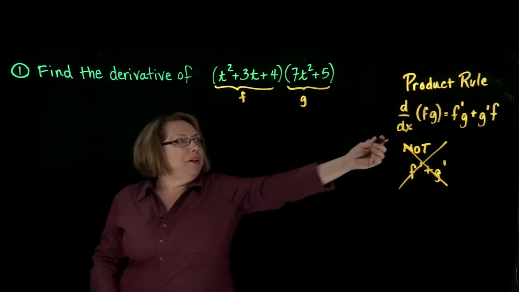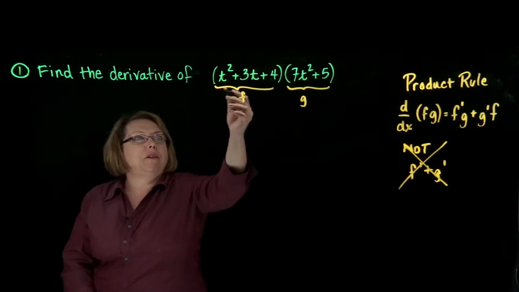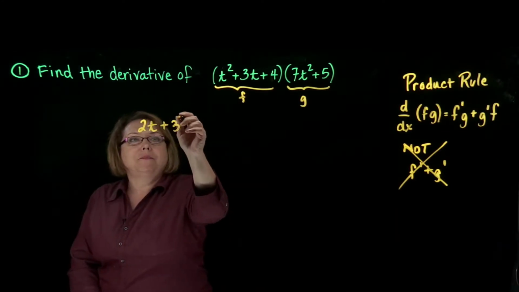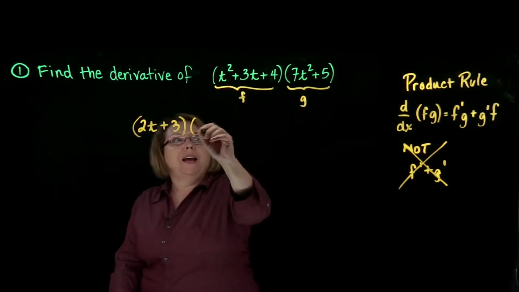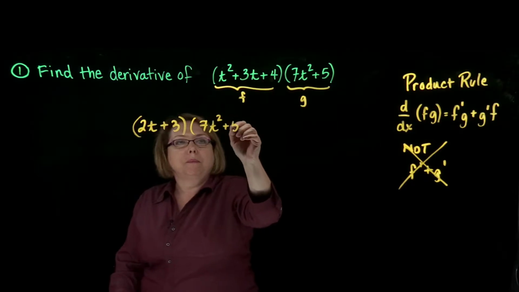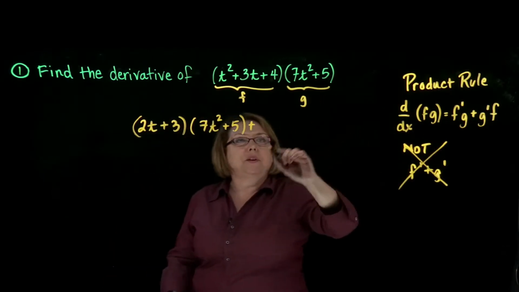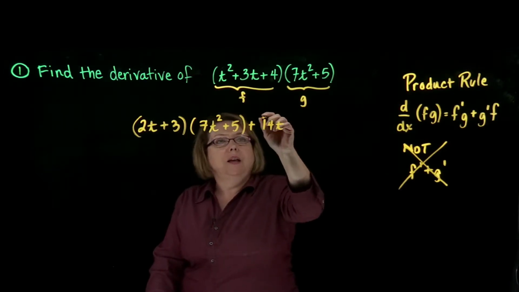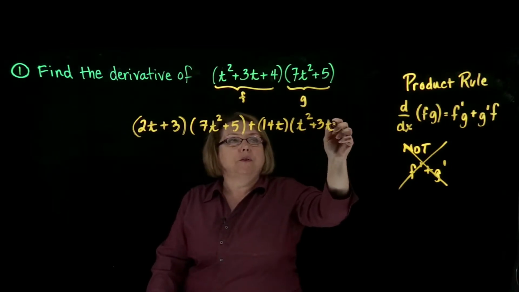So I'm going to follow my rule here and take the derivative of the first function f. The derivative of t squared plus 3t plus 4 will be 2t plus 3, and the derivative of 4 is just gone. And then we're going to multiply that by g, which is 7t squared plus 5. Then we're going to add to that the derivative of the second function, the derivative of 7t squared plus 5, which will be 14t, multiplied by the first function f, t squared plus 3t plus 4.